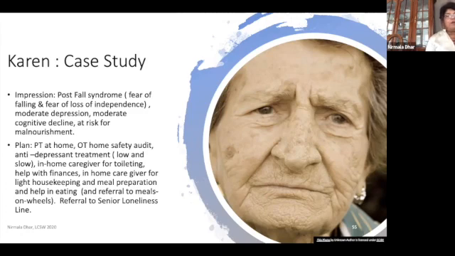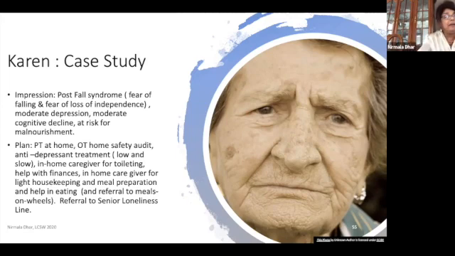So she had post-fall syndrome, moderate depression, moderate cognitive decline, which we said, she had 20/30, and risk for malnourishment. She needed help with that as it is. But then with her fear of falling, she was so afraid of getting up and doing anything. She was basically just sitting at home and not eating, not going shopping or not cooking. And so that put her at risk for malnourishment.